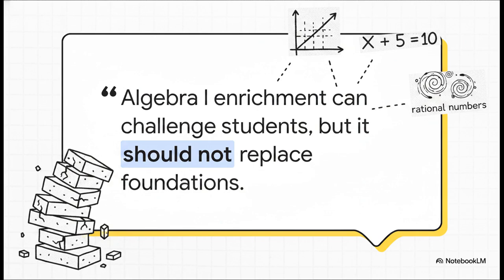There's a specific warning that comes with this curriculum, and I think it's a philosophy every educator should really internalize. Algebra I enrichment can challenge ready students, but it should not replace the foundations. Before you hand out that optional challenge, you've got to be absolutely sure your students can already interpret linear graphs and crush multi-step equations effortlessly. If that 7th grade foundation isn't rock solid, the advanced stuff is just going to crumble under the cognitive weight.